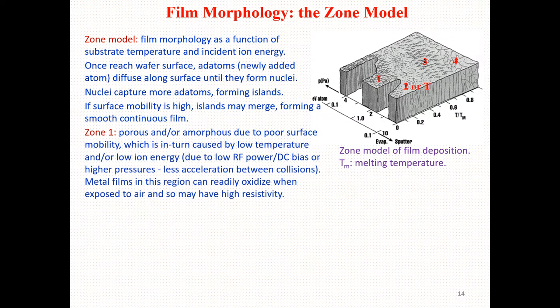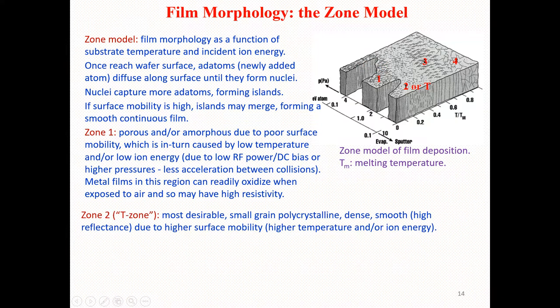So let's explain it zone by zone. As you can see here, there is zone one, zone two, zone three, and zone four. What is happening in zone one? Here we have a porous or amorphous structure due to poor surface mobility, which in turn is caused by low temperature or low ion energy, due to low RF power or DC bias, or higher pressure, which means less acceleration between collisions. Metal films in this region can readily oxidize when exposed to air, and so may have high resistivity. This is the characteristic of the film in zone one.